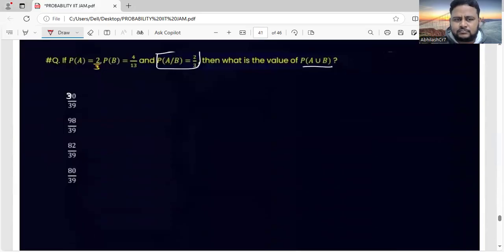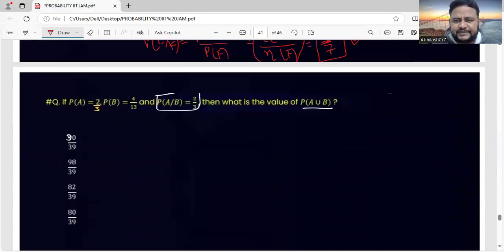Okay. So this is one of the PYQs. I left it in the last class, so that we will do it in this session. In this session we are exclusively solving the PYQs. This was asked in IIT JAM 2018. So look at the question, friends.